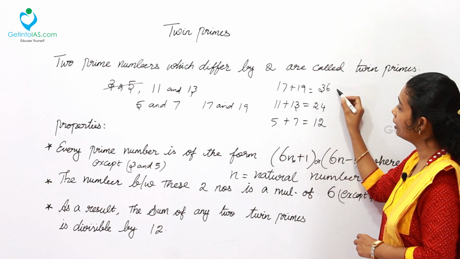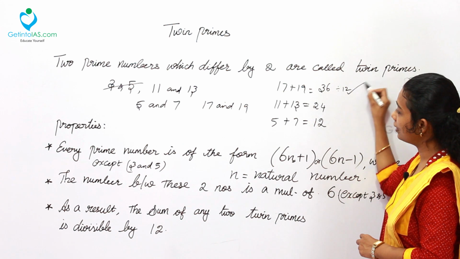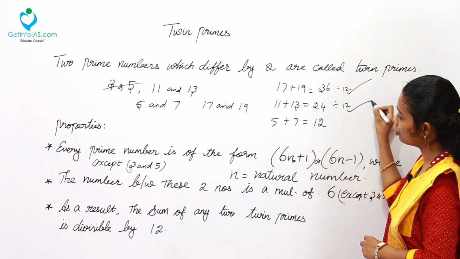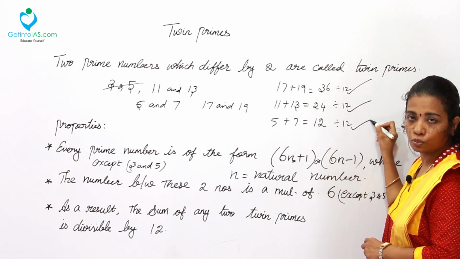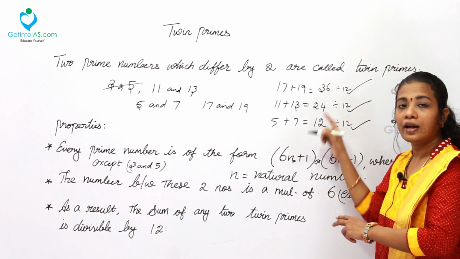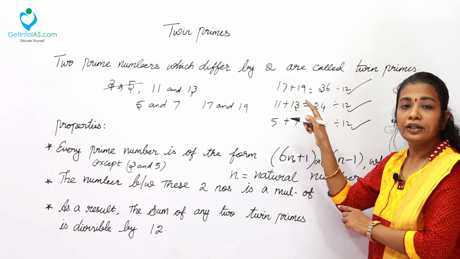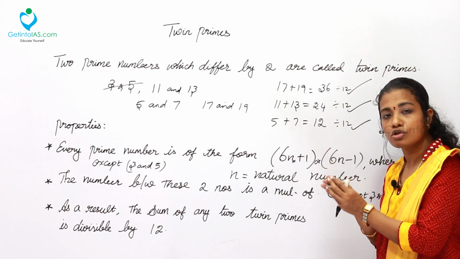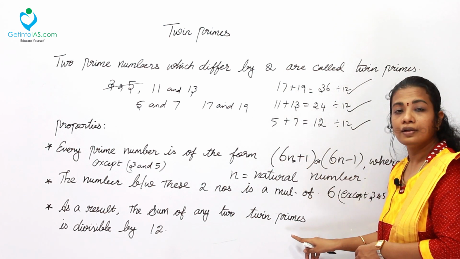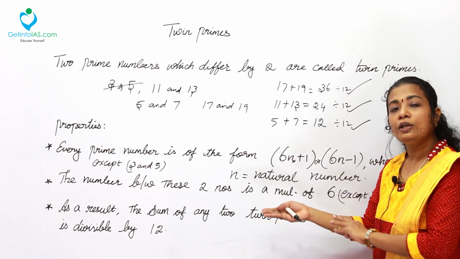Now let's check with the divisibility. Divided by 12, yes, it is divisible. Here it is divisible by 12, yes, 2 times. Here it is divisible by 12, yes, 1 time. Here, 1 time, 2 times, 3 times. Likewise, you can check with any twin prime. The middle number is a multiple of 6 and the sum of those two twin prime numbers will be divisible by 12 or a multiple of 12.